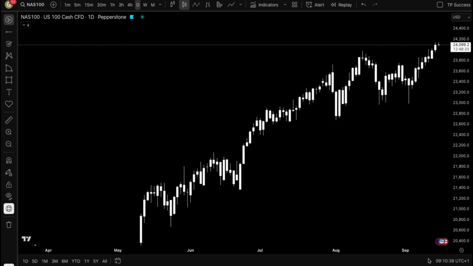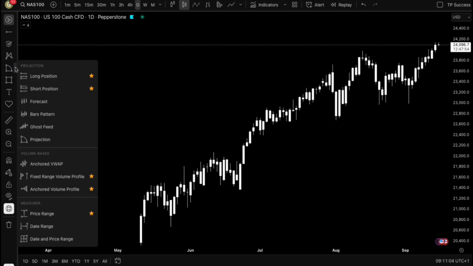Now, before I do all of that, because I understand that some of you may not have the paid version of TradingView, chances are you're using the free version. So to help you follow along, I'm going to show you where to find the indicators you need on the free version of TradingView. The first is the fixed range volume profile. You go to your toolbar on the side here, under projection. These are the tools that you would need.